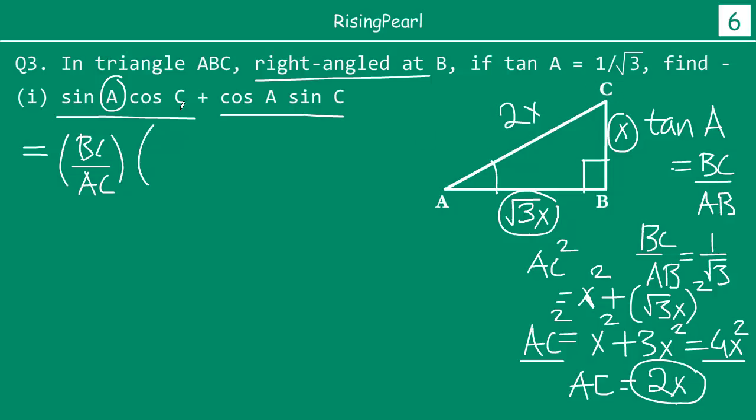Multiply by, the second one is talking about angle C. This is not cos A, it is cos C. So this is my C. So cos C will be which ratio? It will be BC. Remember, cos is adjacent side divided by hypotenuse. So cos C will be BC by AC.